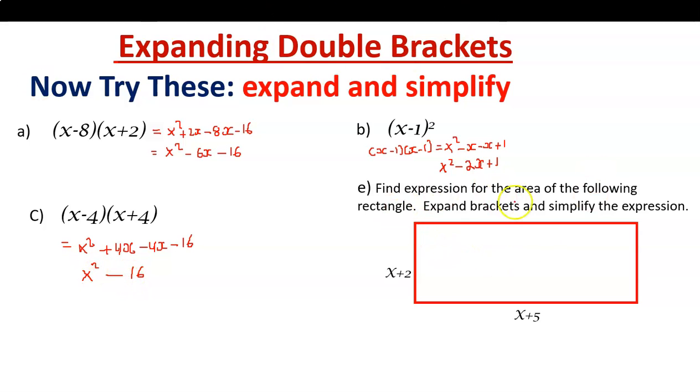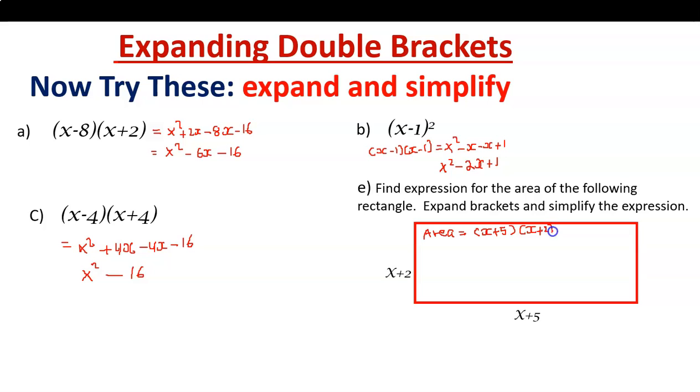Find an expression for the area of the following rectangle. The good news is we started applying double brackets in real life. This is a rectangle here, it can be anything, it can be your room, it can be a playground, it can be anything, so we're applying. So how do we find the area of a rectangle? We all know it's length times width. What is our length now? That's x plus 5. And what is our width? Our width is x plus 2.